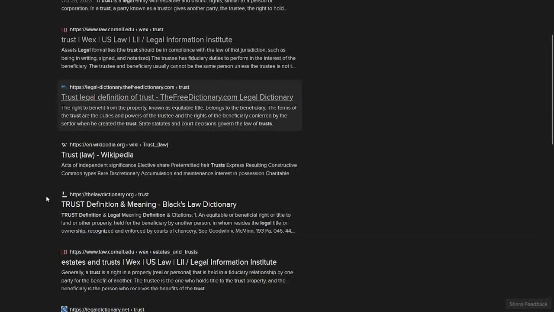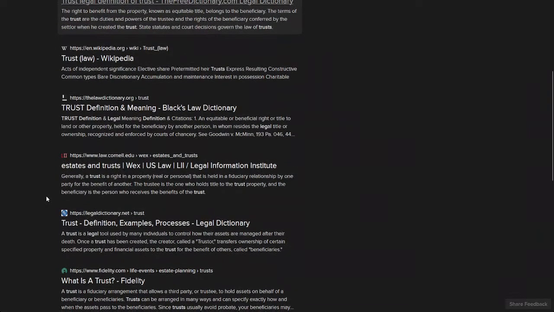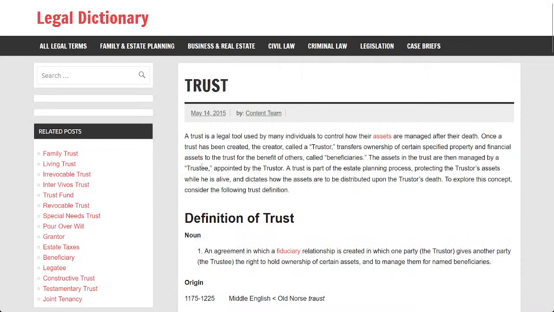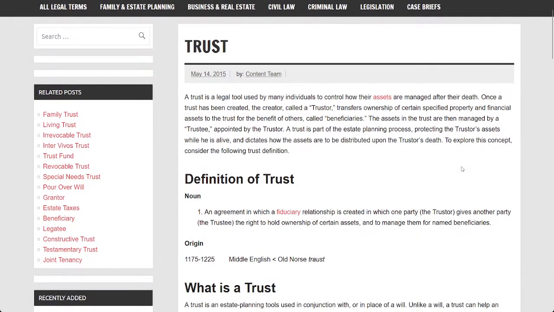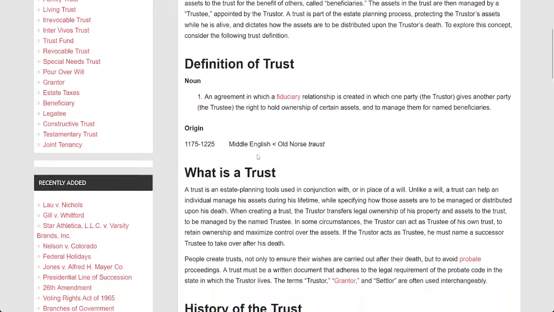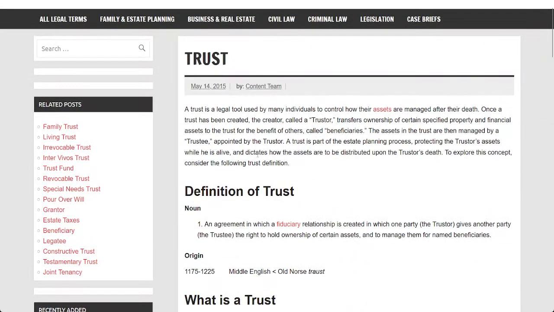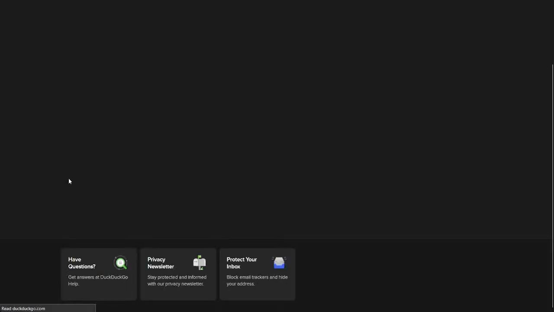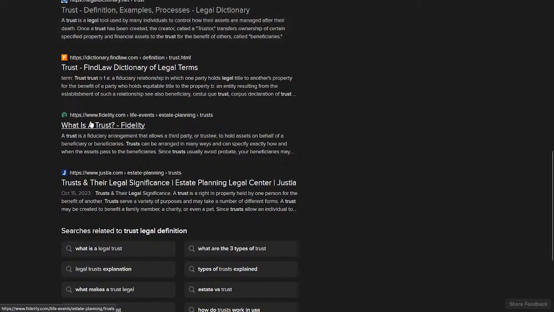Let's do one more, just for fun. Trust definition, legal definition. Okay, here we go. A trust is a legal tool used by many individuals to control their assets, to control how their assets are managed after death. Once a trust has been created, the creator, called a trustor, transfers ownership. It's a contract. It's represented or evidenced by a contract. And that's what we see. What is a trust?